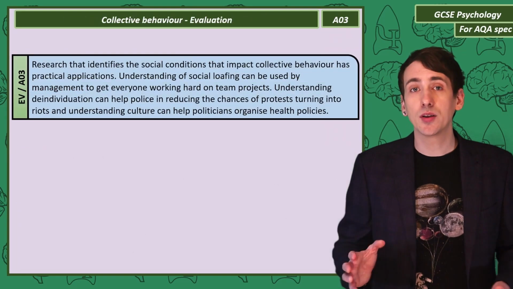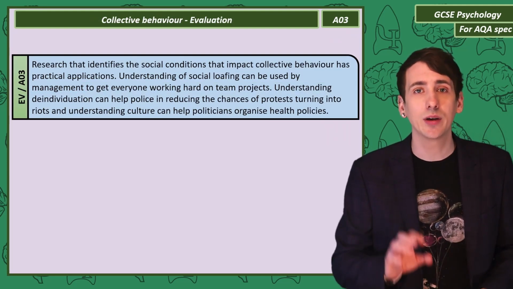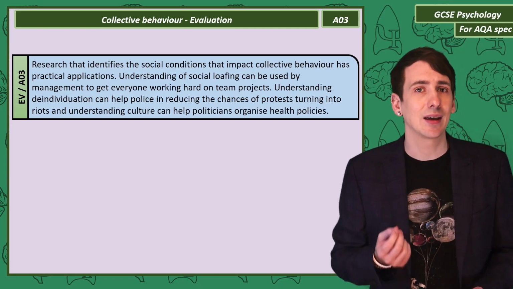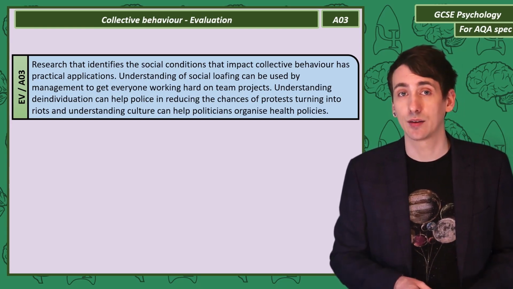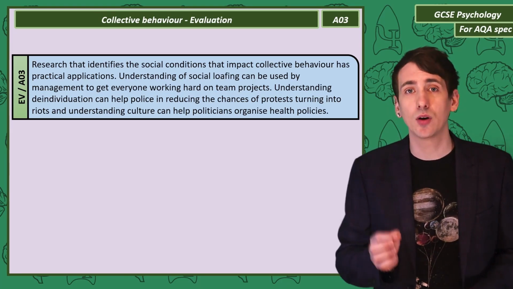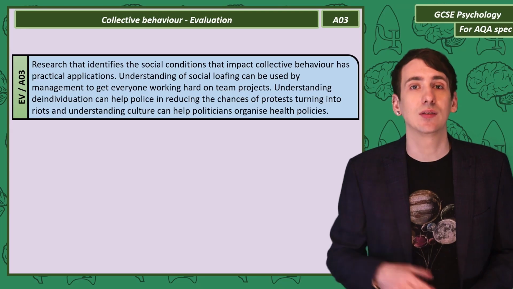A positive evaluation on understanding the social influences on collective behaviour is how we can apply those ideas. Managers who understand social loafing can get everyone working hard on group projects. Police understanding deindividuation can help stop protesters turning into rioters by banning masks and using CCTV.